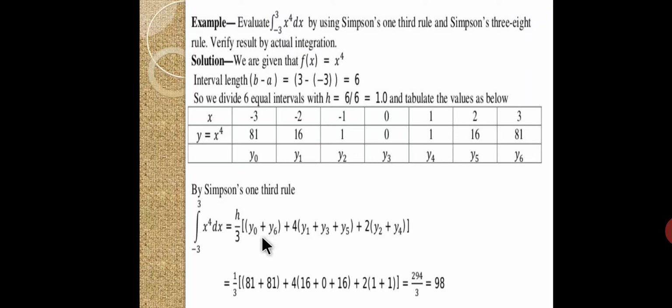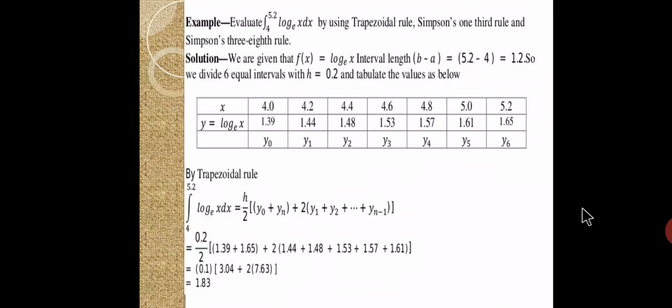Now substitute the values of y0, y1, y2, y3, y4, y5 from the table. That is equal to h value 1 by 3, 81 plus 81, plus 4 into 16 plus 0 plus 16, plus 2 into 1 plus 1, that is equal to 98. So next, Simpson's 3/8.